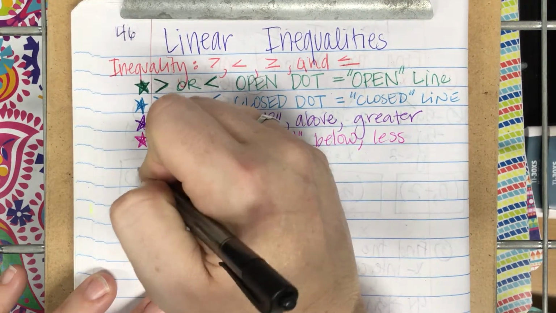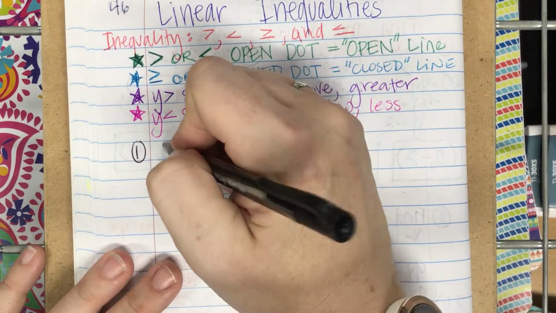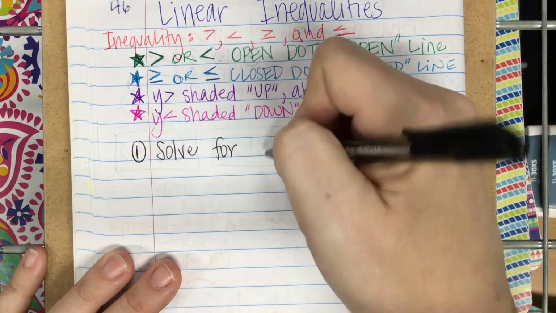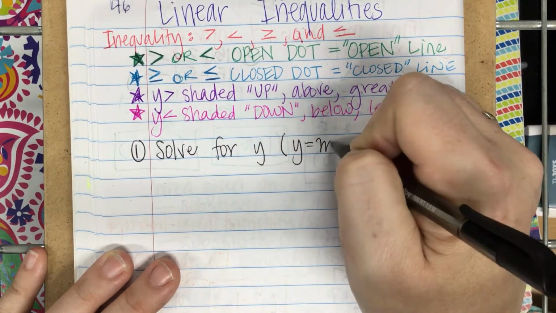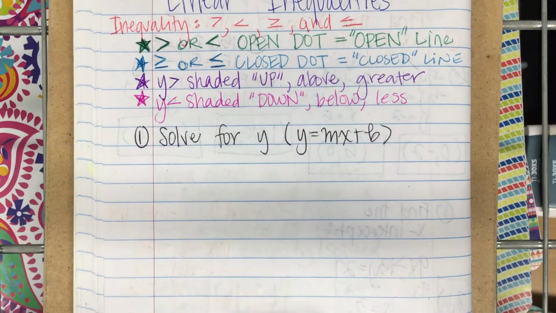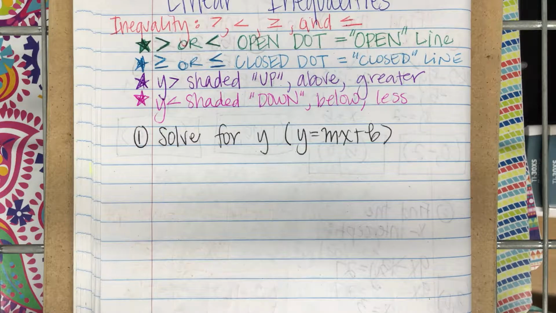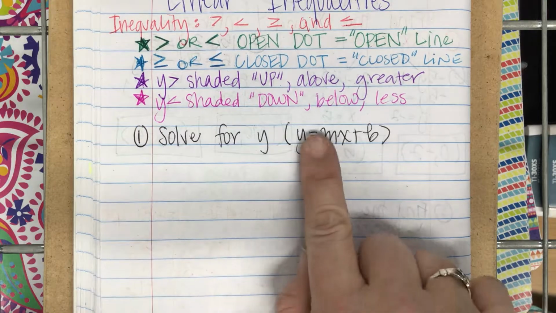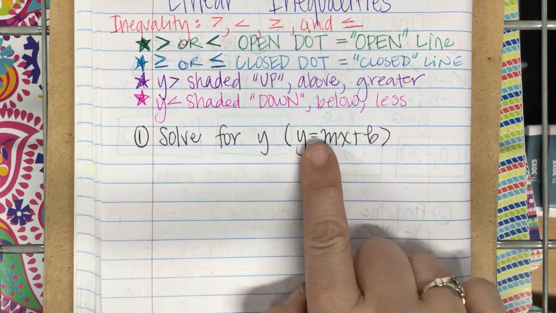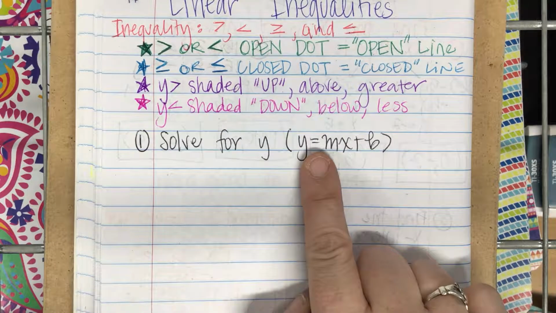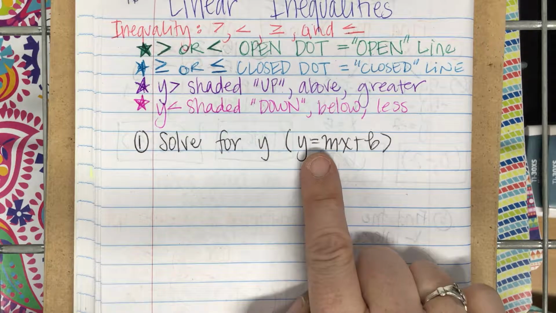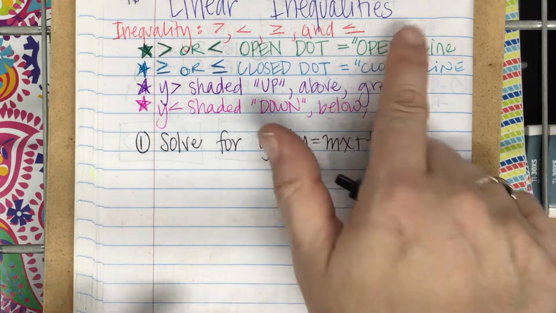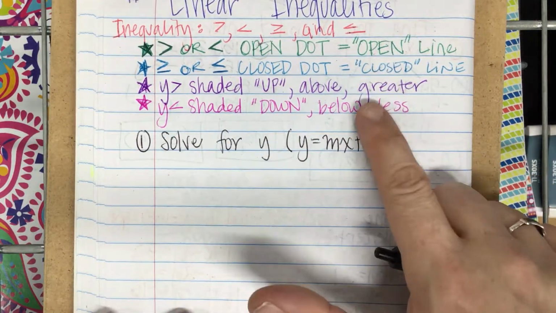So today, first step, we're going to solve for y, because if we're going to graph, it's easiest to graph if our problem says y equals mx plus b. Do you agree with that? Y equals mx plus b is the needed graphing form, except instead of an equal sign, we're going to have an inequality sign. All of the rules are still the same. Find the y-intercept, plot the slope. All of that's going to be the same. The only difference is going to be how we draw our line and how we shade.